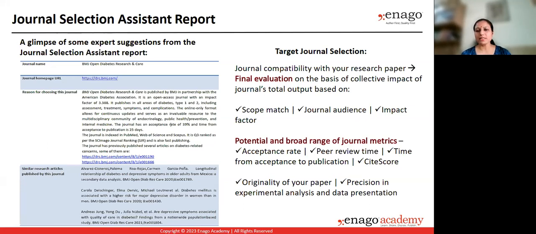Precision in your experimental analysis and data presentation is a must that every author should ensure in the paper.